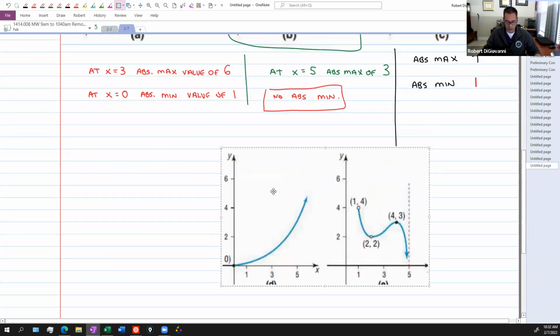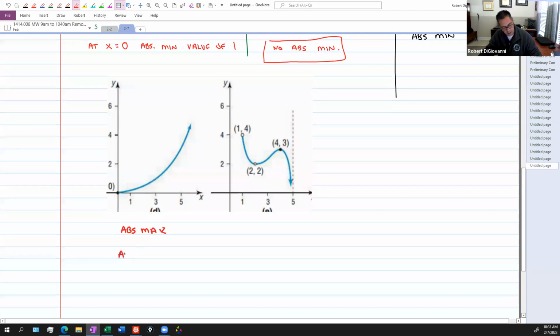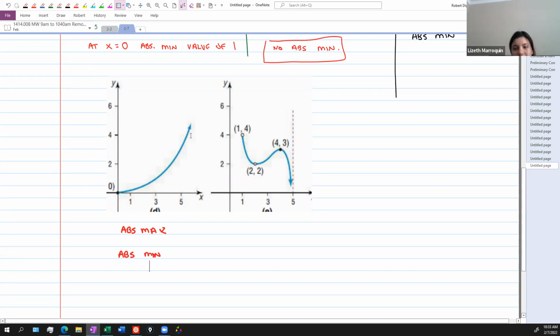All right, so for this one here, the absolute max and absolute minimum. Let's see. How about absolute max? What do y'all think? Does this have a highest value? It would be infinity, right? It keeps going forever, doesn't it? So our answer would be none.